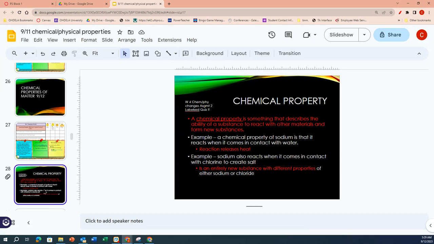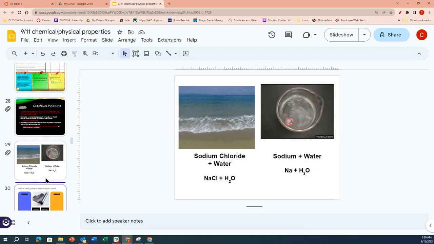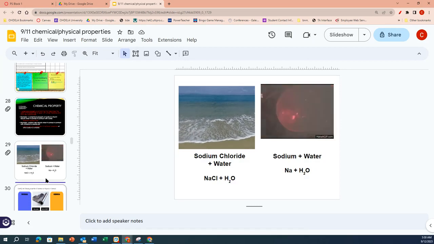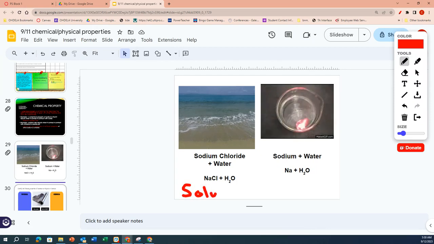Example, sodium also reacts when it comes in contact with chlorine to create salt. So sodium chloride, sodium plus chlorine gives us table salt. Sodium is a metal, chlorine is a gas, and together they create salt. It's an entirely new substance with different properties from either sodium or chlorine. Sodium chloride in water is just dissolved. So this is just a solution of a solute and a solvent, which is a physical property.